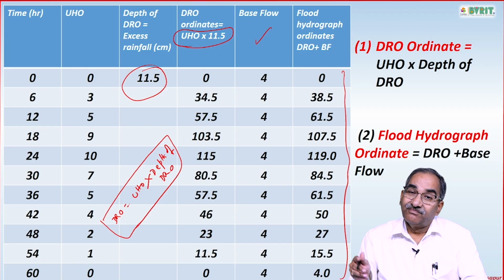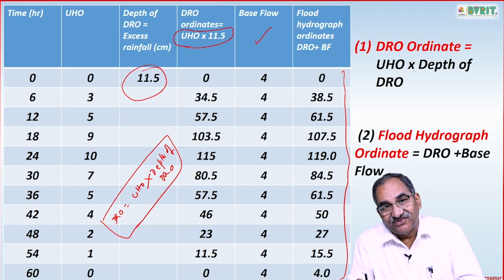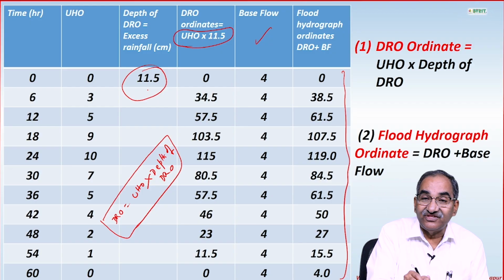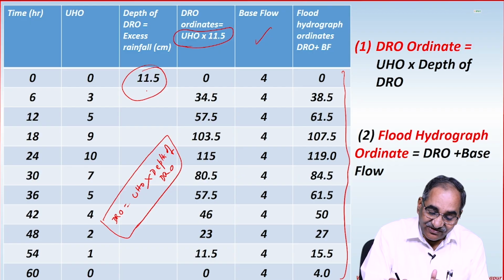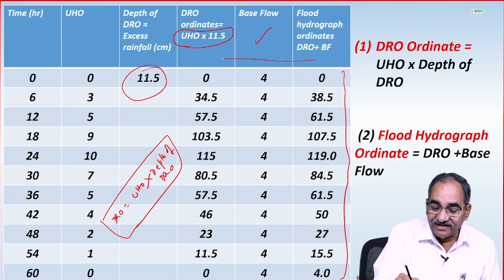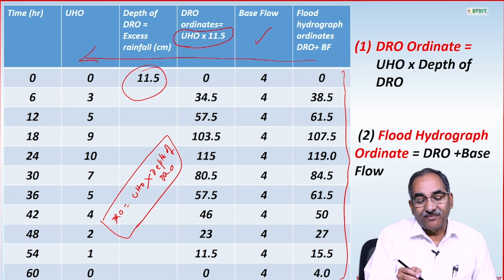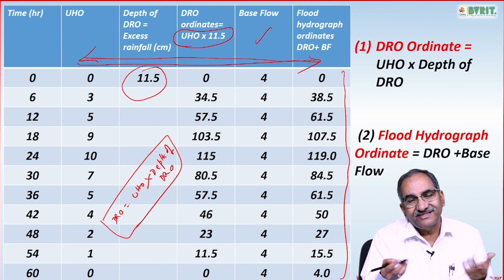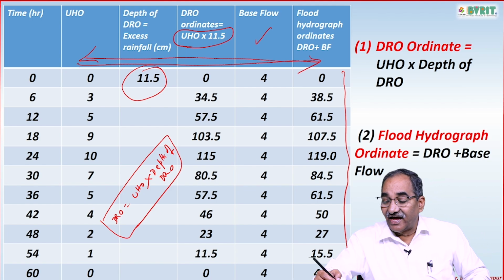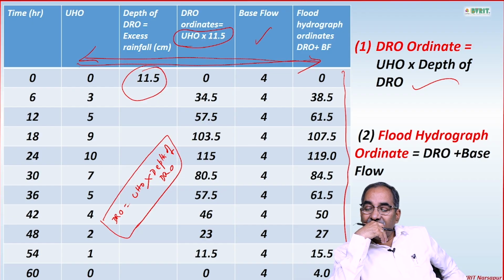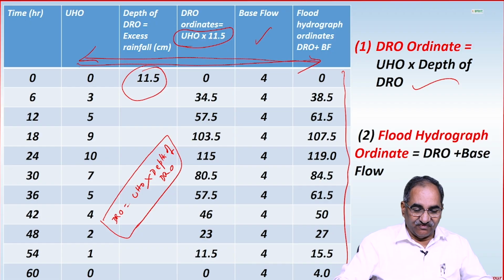You understood? In the beginning, the flood hydrograph is given. You subtracted it and you got this. Then you found this much, and then you divided by this, you got this. So previously you worked like this. Now what I am asking is that we have given this and you are asked to do it this way. The method is the same. Direct runoff ordinate is equal to UH ordinate into depth of direct runoff. Flood hydrograph ordinate is equal to direct runoff ordinate plus base flow.